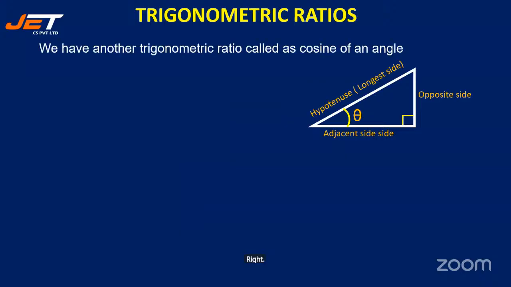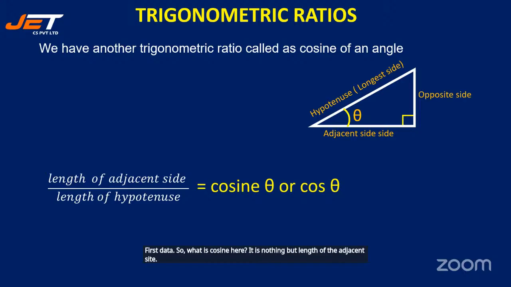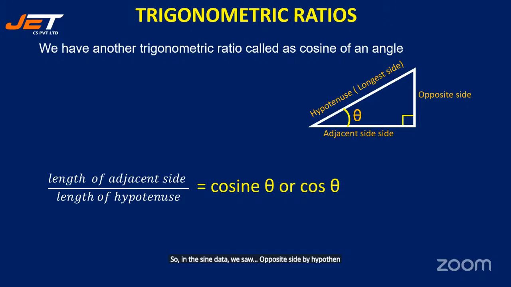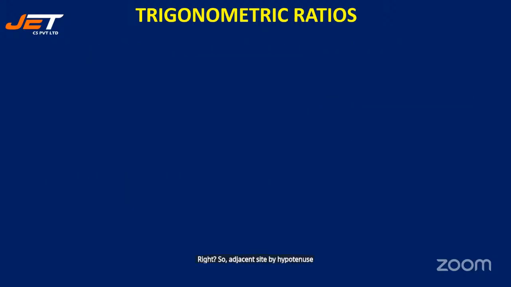See the next one. We have another trigonometric ratio called cosine of an angle, which we can also call cos theta. So what is cosine here? It is the length of the adjacent side by hypotenuse. In sine theta, we saw opposite side by hypotenuse. In cosine, we are seeing adjacent side by hypotenuse. So adjacent side by hypotenuse is the cosine, or cos theta.